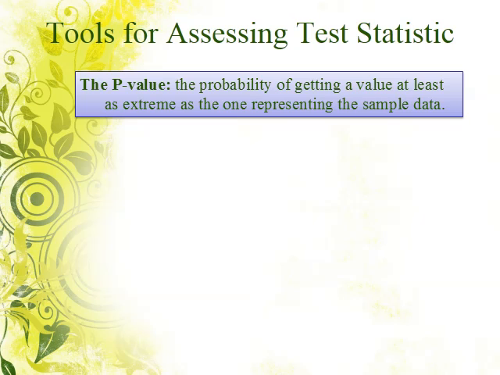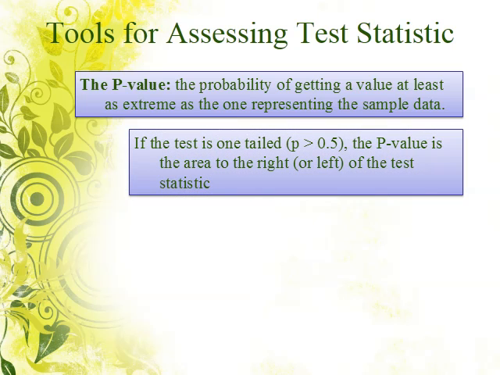One method we're going to talk about in the next section is something called the P-value method. And this is the probability of getting a value at least as extreme as the one representing the sample data. So for example, if we're talking about proportion, and I get a proportion of 0.7, I want to know what is the probability of getting a proportion in sample data that is at least 0.7.